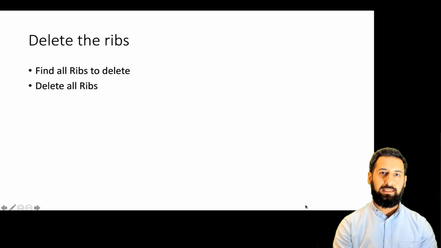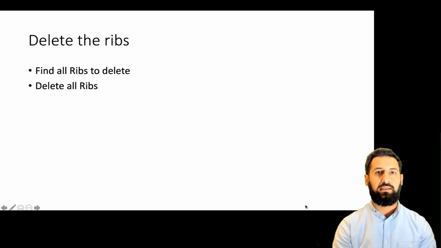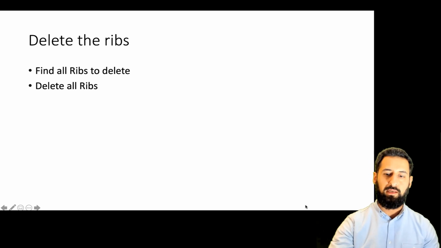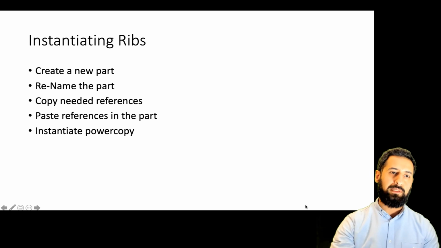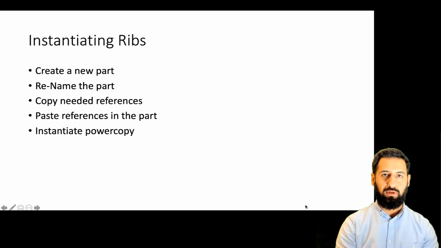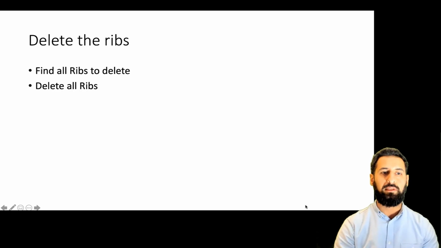In order to delete the ribs, this is also quite simple. You just need to find the ribs to delete, and then you delete them. And here it is important why we needed to give them specific names when we created the ribs to begin with. So when we know the names of the ribs, then we can locate them and then we can delete them.